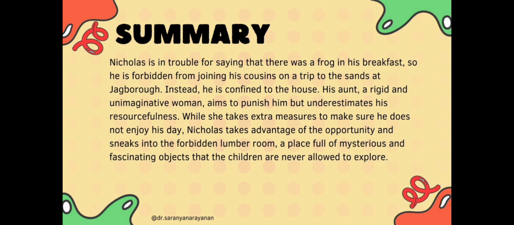So all the children have gone to the sands of Jagborough, and Nicholas is all alone, and the aunt is also there. A clear instruction is given by the aunt to Nicholas, saying that he has to stay away from the garden, and she is somewhere around the garden working, and she expects that Nicholas will sneak into the garden, but he does not. He takes advantage of the opportunity and sneaks into the forbidden lumber room. For Nicholas, this place is filled with mysteries and fascinating objects which the aunt keeps away from the children. So he is curious to get into the lumber room and explore the things that are hidden in this room.